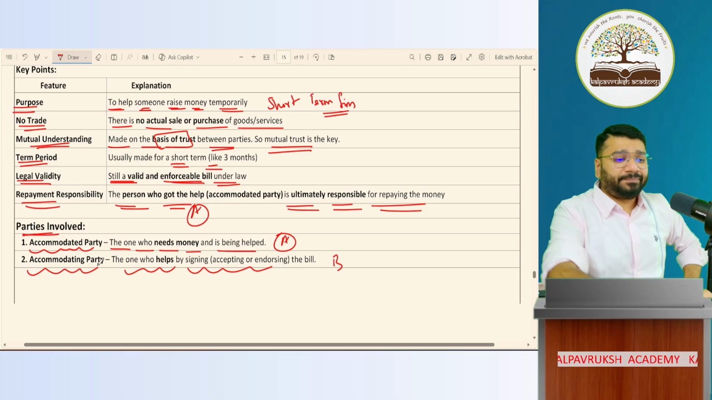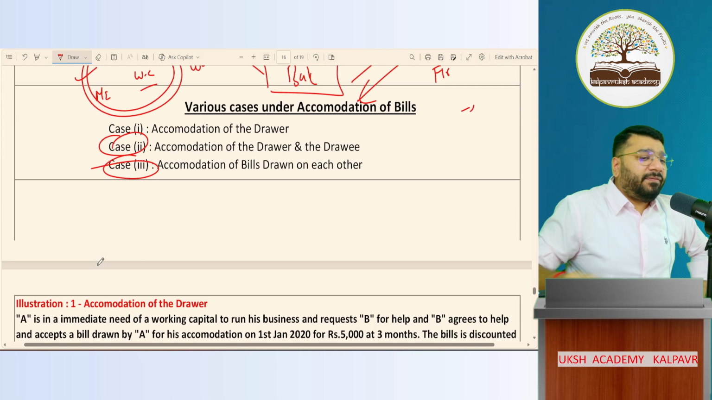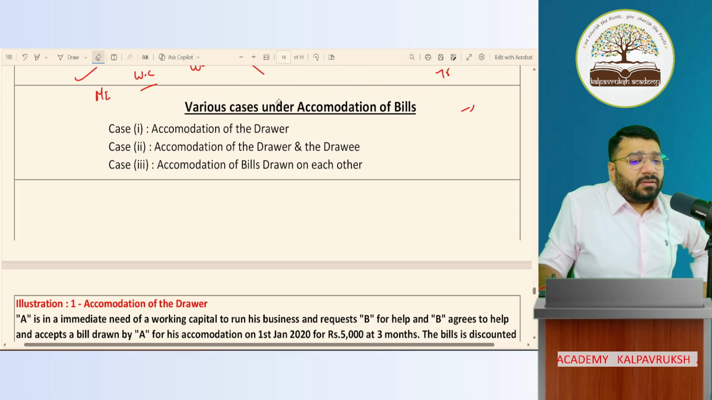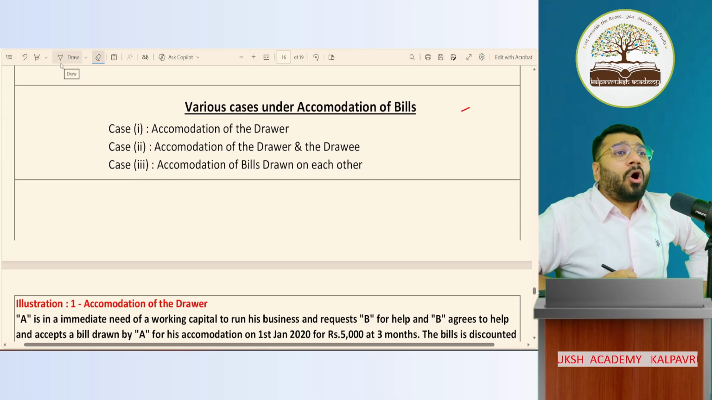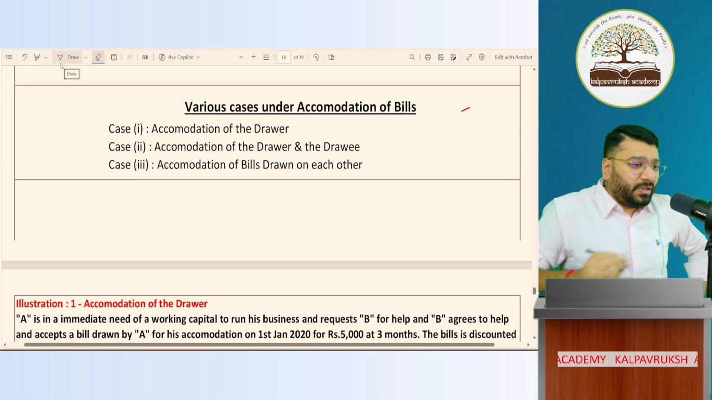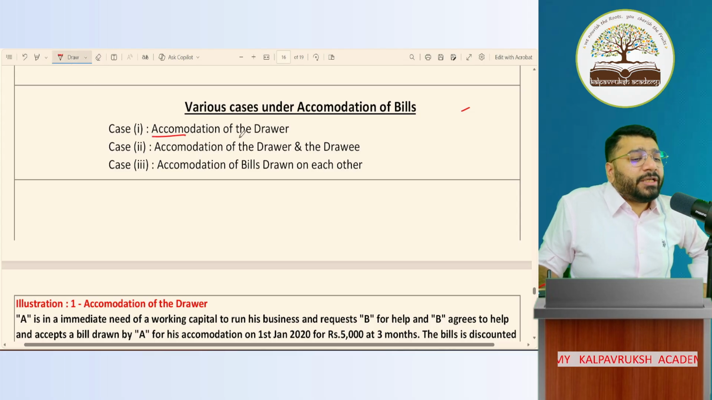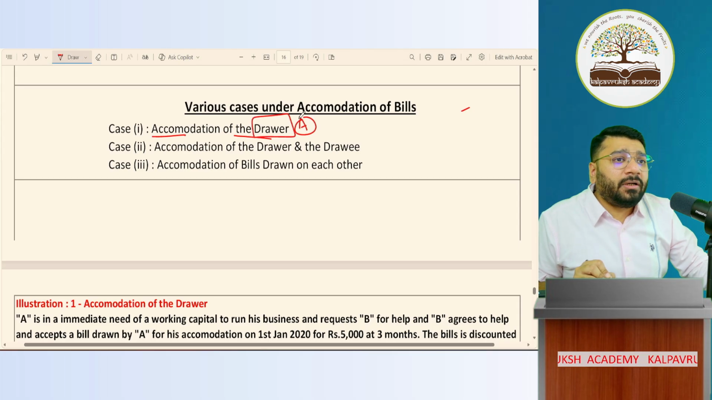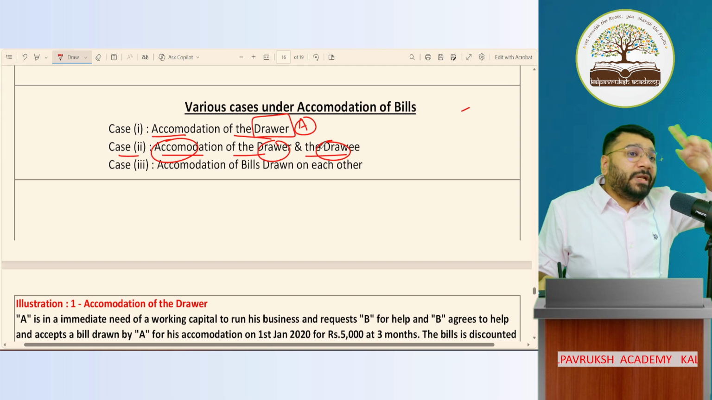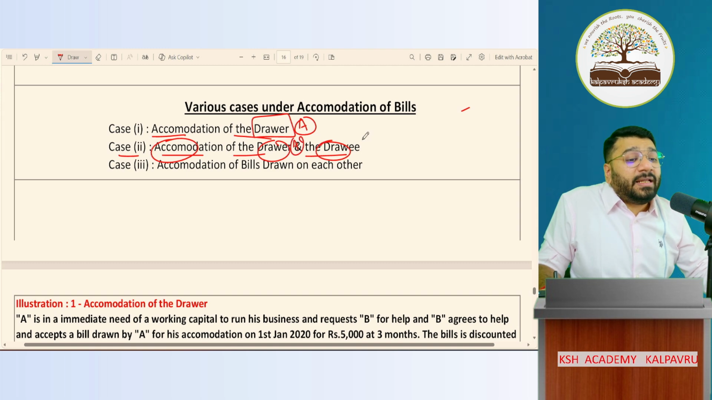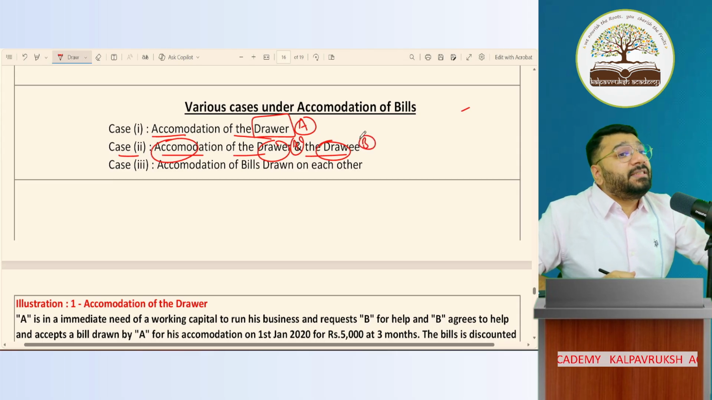Super. Now, we have three different cases under accommodation of bill. For each case, I will do one question to make you understand the accounting treatment in the books of both the accommodated party and the accommodating party. In the first case, accommodation of drawer. So who is getting accommodated here? Drawer. Who is the drawer of the bill? A. Got it, not got it? Case 2 is a case of accommodation of the drawer and drawee. Accommodation means what? Help. Help is given to both drawer and drawee. Who needs money? Both of them need money. If both of them need money, how is the bill of exchange executed?